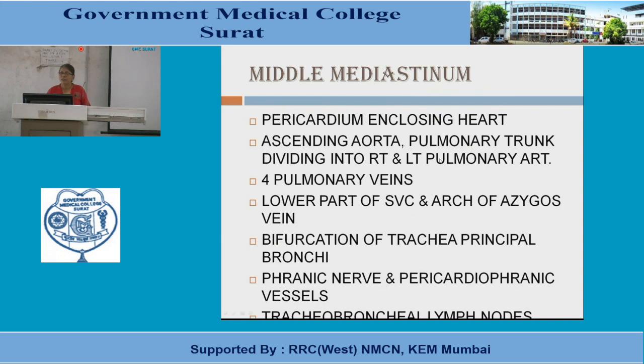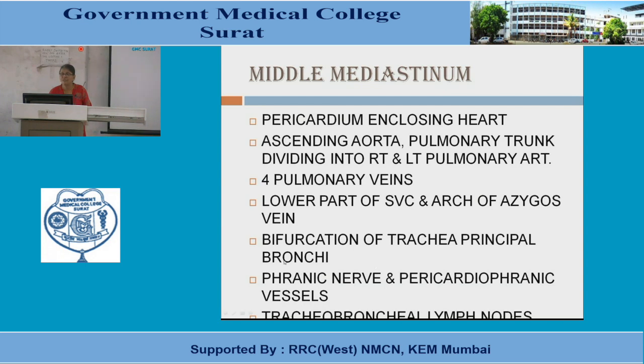So the ascending aorta and pulmonary trunk: all the major blood vessels that emerge from the heart are contents of the middle mediastinum. The pulmonary trunk divides into the right and left pulmonary arteries. What else drains into the heart? The four pulmonary veins are also contents of the middle mediastinum. The lower part of the superior vena cava: we have seen the upper part is a content of the superior mediastinum, so the lower part is a content of the middle mediastinum. And the arch of the azygos vein: the azygos vein drains into the superior vena cava, forming an arched structure, so the arch of the azygos vein is also a content of the middle mediastinum.